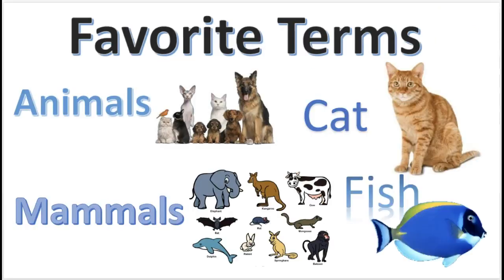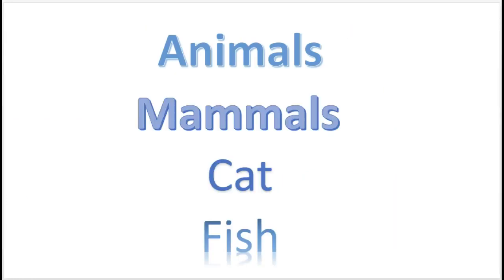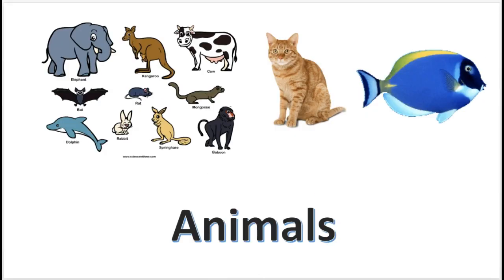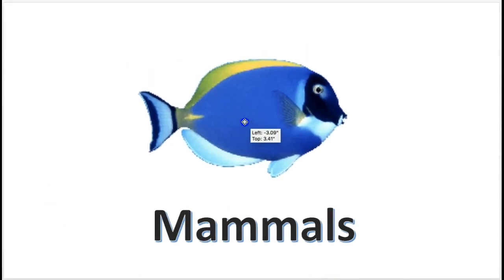Animals, mammals, cats, fish. And also, just so everybody's clear on what these terms mean, mammals, cats, and fish are all animals, but no fish are mammals.